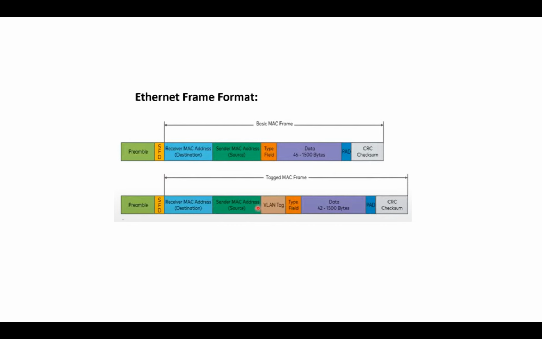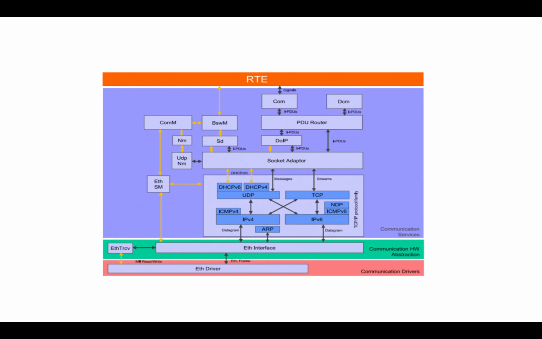Now let's see the complete standardized AUTOSAR architecture, the communication flow, RX and TX, and how it would look. Say, for example, an application component wants to send a signal from one ECU to another ECU to the bus.